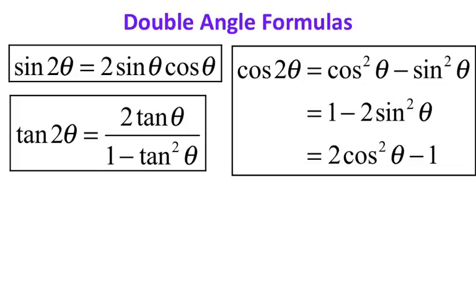So I have sine of 2 theta equals 2 sine theta cosine theta. Tangent of 2 theta equals 2 tangent of theta over 1 minus tangent squared of theta. And cosine of 2 theta has three options. So when you're working with cosine of 2 theta, you can pick and choose between which of those options you want to use.